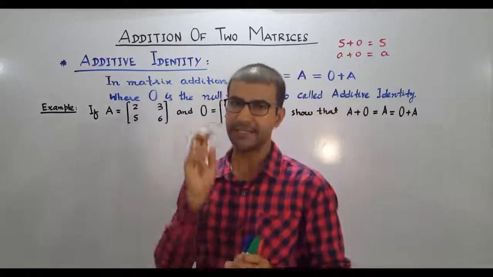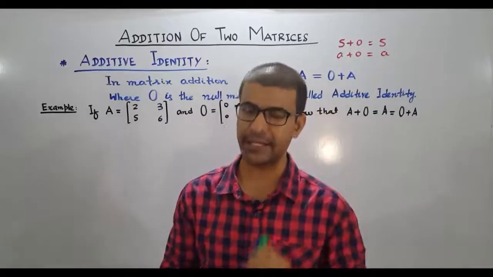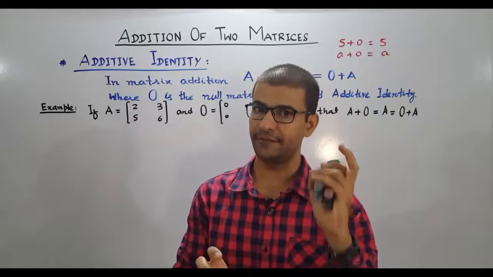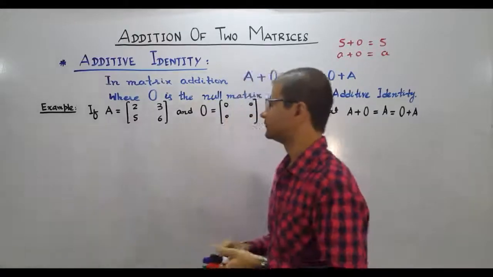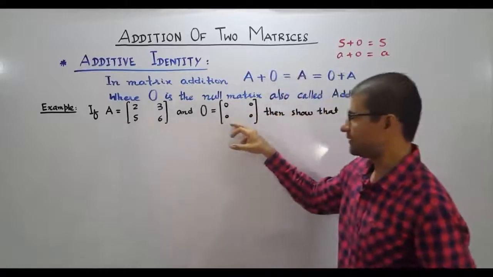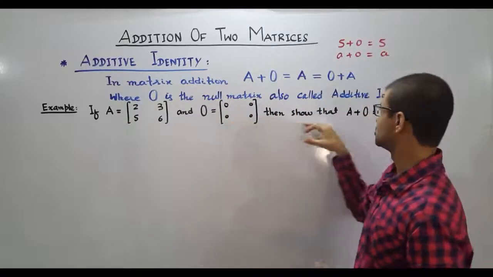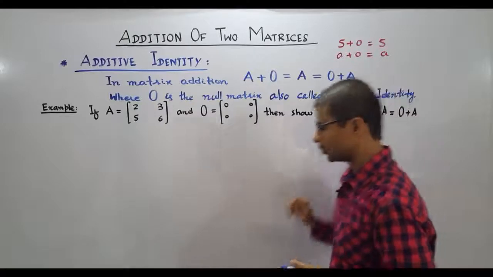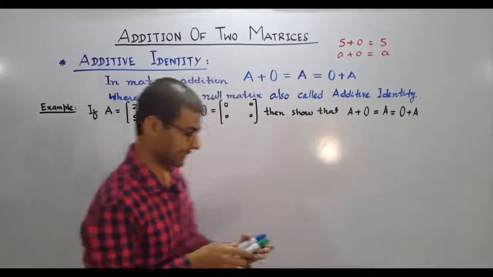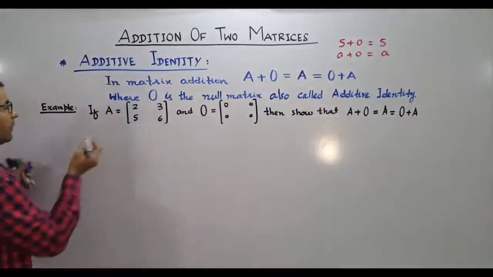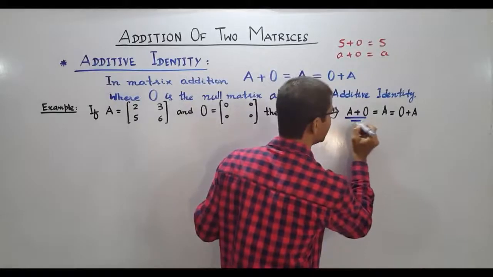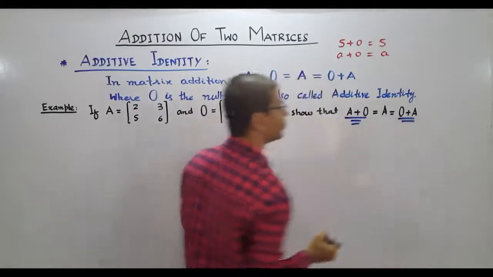In arithmetic, 0 is called additive identity. In matrices, the null matrix is called additive identity. For example, if A is equal to a given matrix and the null matrix O is equal to a given matrix, then show that A plus O is equal to A is equal to O plus A. How can we prove this property? For this, first we evaluate A plus O, then we evaluate O plus A.